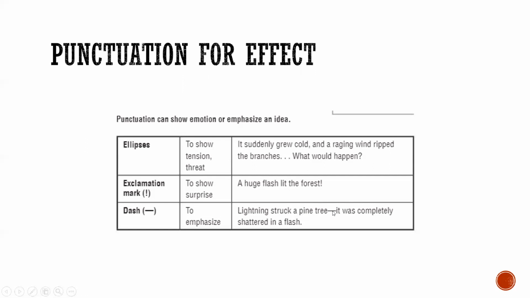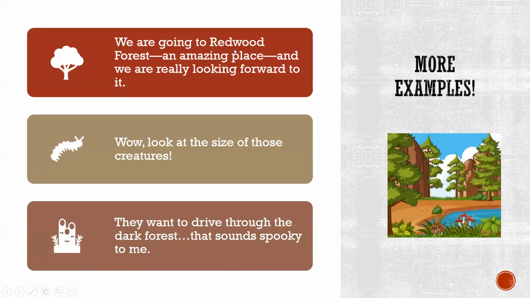Okay, so I hope that you understood how to use these different types of punctuation marks. We'll offer you some more examples. We are going to Redwood Forest—an amazing place—and we are really looking forward to it. So which punctuation mark did you use in here? That's right, we used the dash. We used two dashes actually. You wanted to emphasize how amazing Redwood Forest is, so you wanted to insert an idea. You can use the dash also to insert an idea.